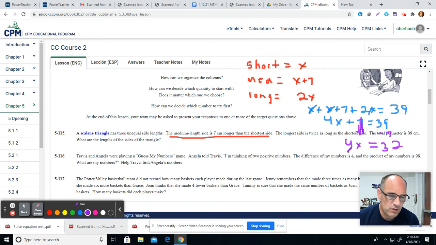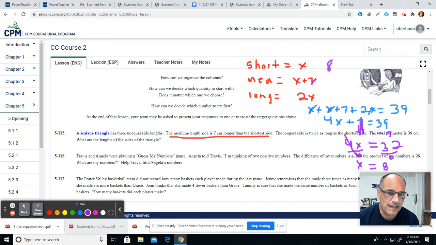This is a multiplication equation. I undo multiplication by dividing. Now when I divide, 4 divided by 4 is 1, so those are gone. I just have x equals, and 32 divided by 4 is 8. So now that I know x is 8, I know my short side is 8.